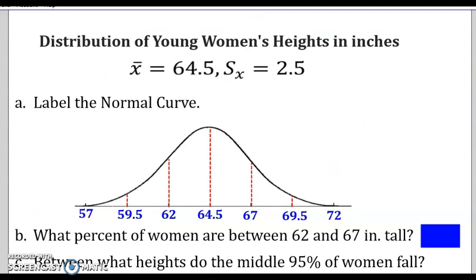All right, next problem. Very, very similar. We have our mean 64.5, so that's our middle number. Our standard deviation is 2.5, so that's the increments that we're counting up by moving to the right or counting down by going to the left.